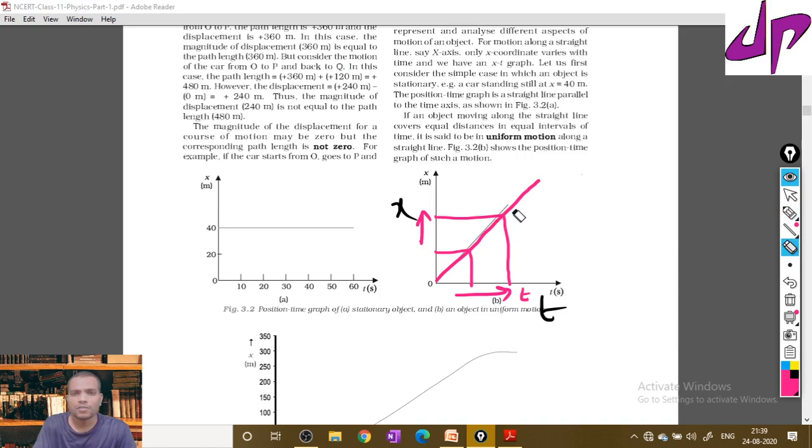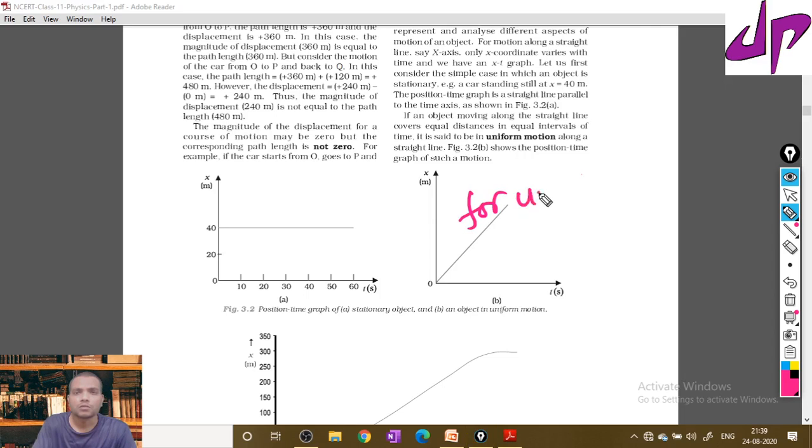And this graph is a straight line graph, and that straight line passes through the origin. A straight line which passes through the origin. So this graph represents the position-time graph for uniform motion.